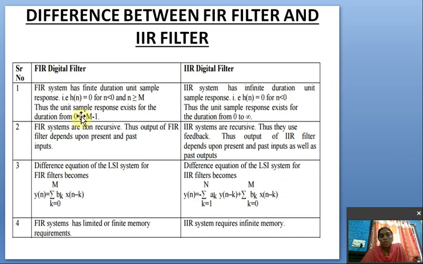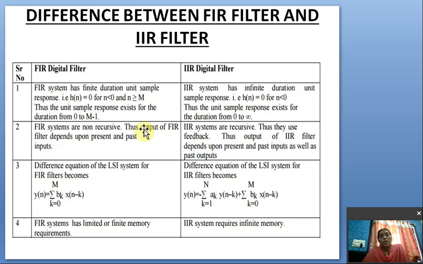So FIR means a filter which has a finite duration unit sample response, that is h of n is 0 for n less than 0 and n greater than or equal to M also. Thus the unit sample response exists for the duration from 0 to M minus 1. But an infinite impulse response system has an infinite duration unit sample response. That means h of n is 0 for n less than 0, but from 0 to infinity it exists.